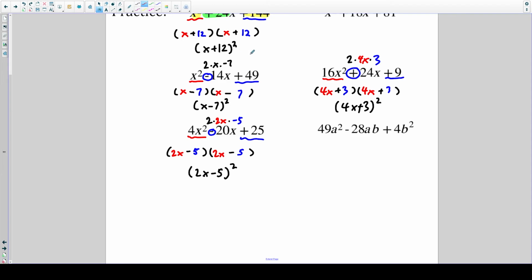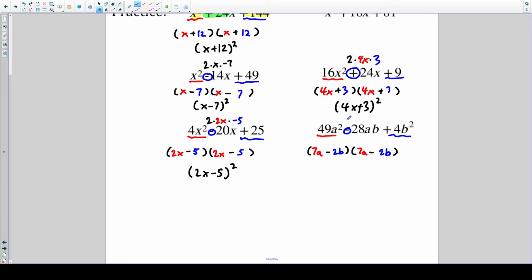For this last question here, we're going to do exactly the same thing. This is a perfect square, and so is the 4b squared. So let's go ahead and set up our two factors. The square root of 49a squared is just 7a. The square root of 4b squared is 2b. Since we have this negative here, it ends up being a negative 2b.